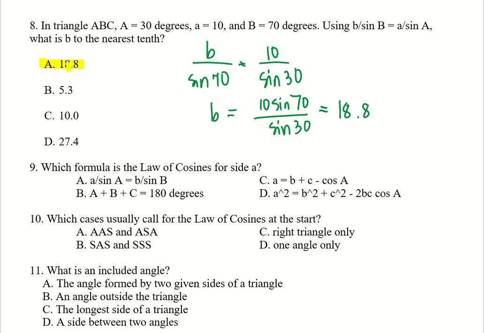Next, number 9, which formula is the law of cosines for side a? For the law of cosines, we'll have a squared is equal to b squared plus c squared minus 2bc cosine A. Number 10, which cases usually call for the law of cosines at the start? That is SAS or SSS. Number 11, what is an included angle? Included angle is the angle formed by two given sides of a triangle.